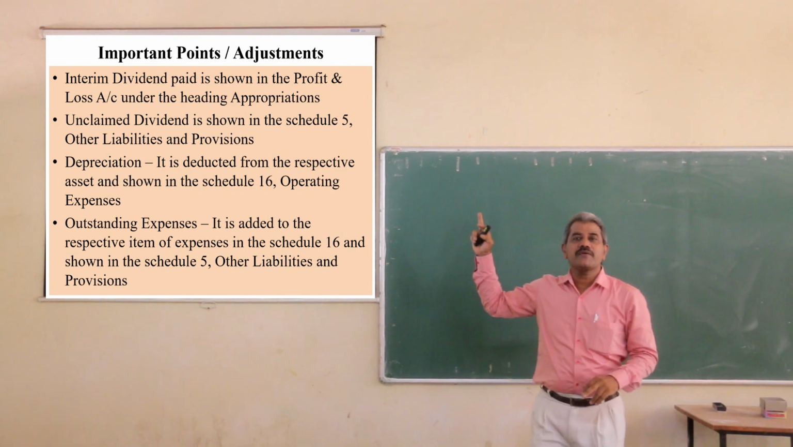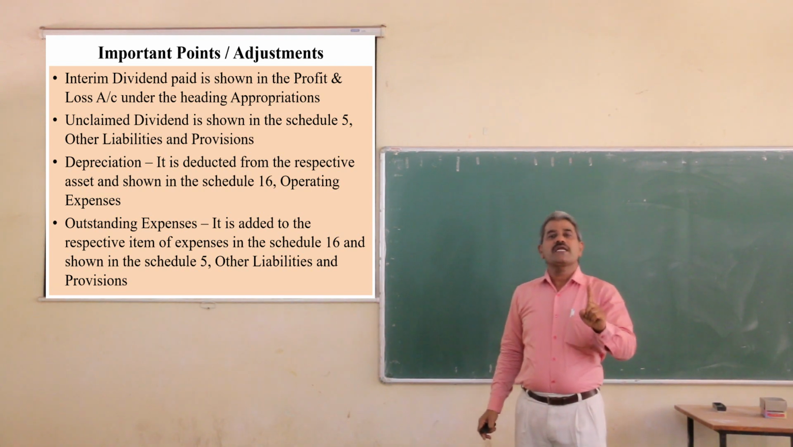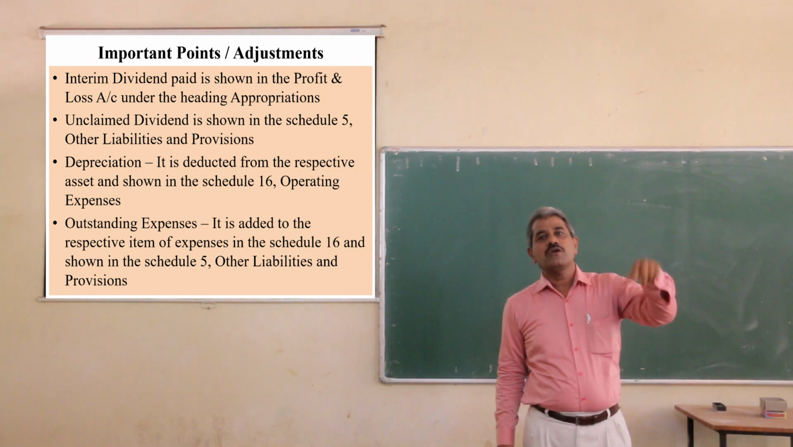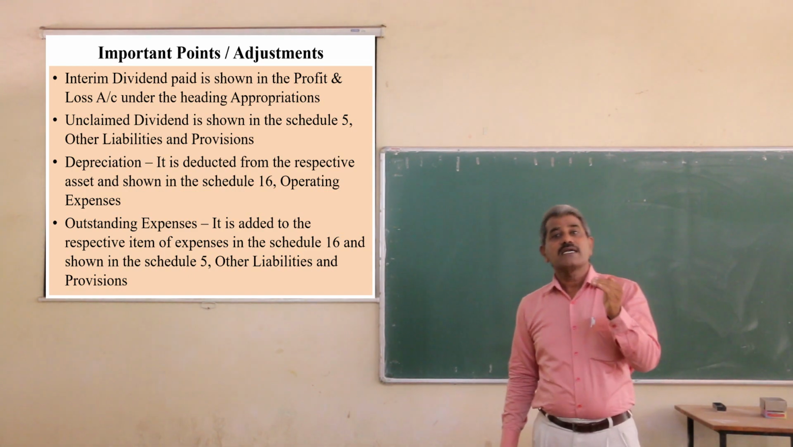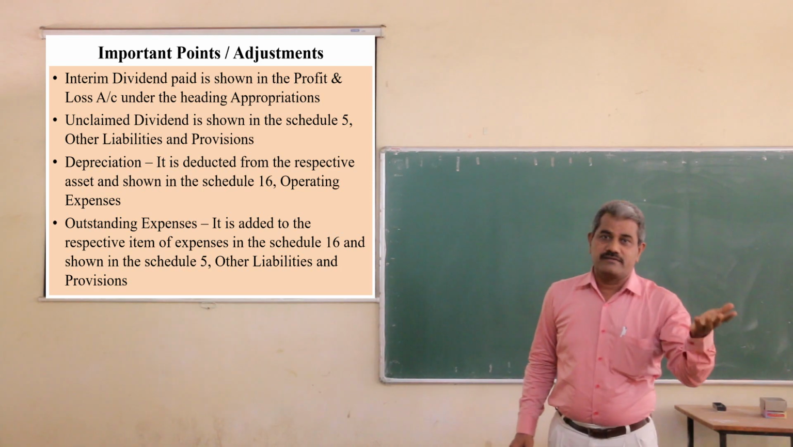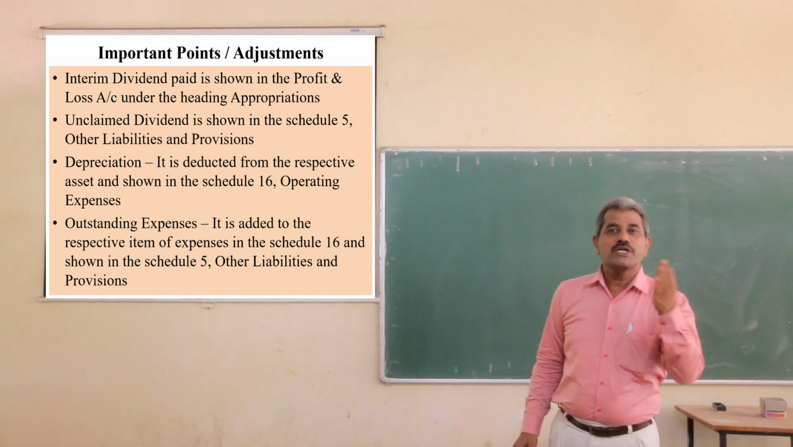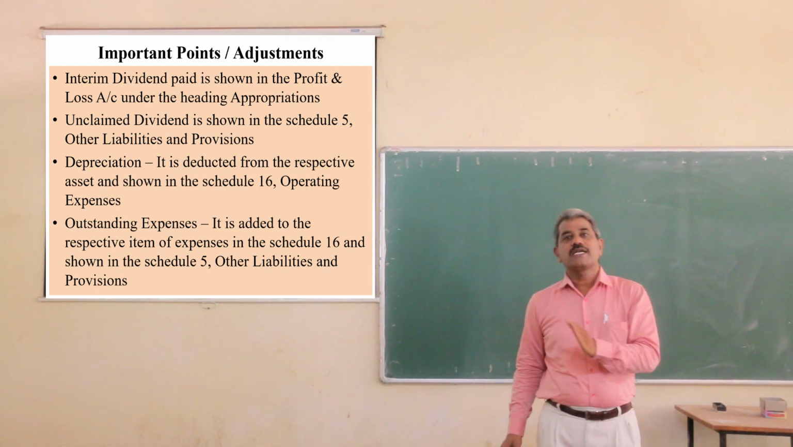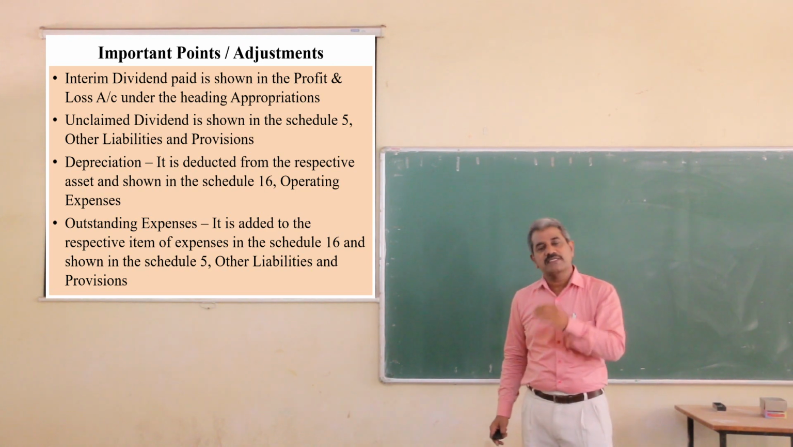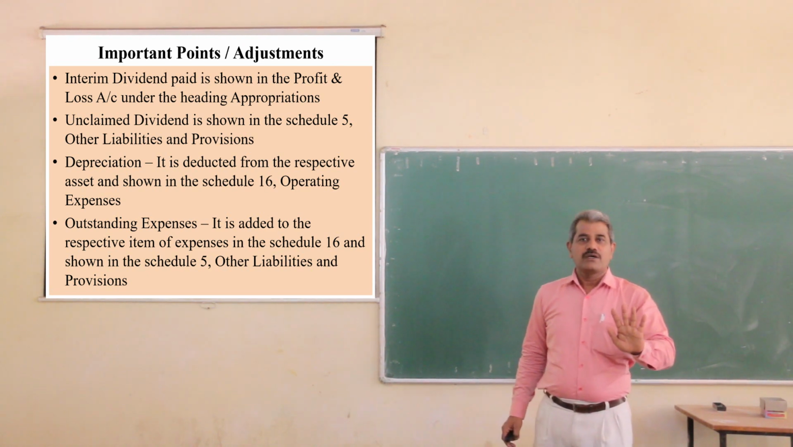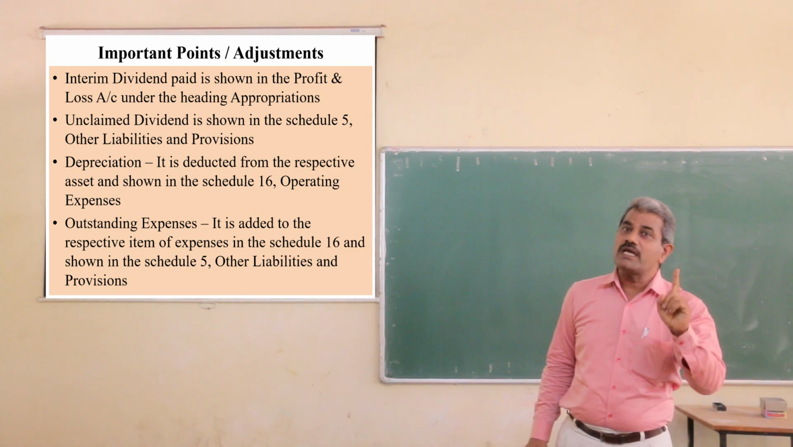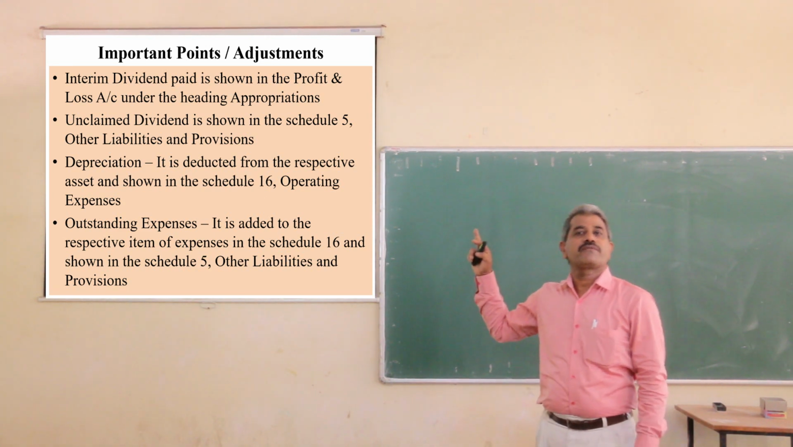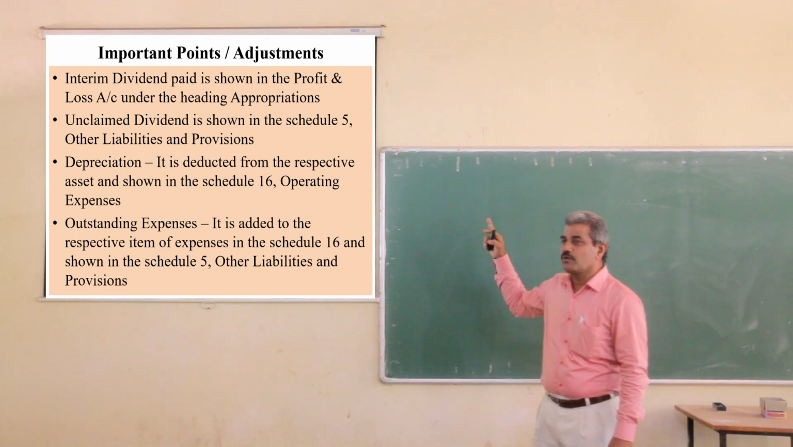Unclaimed dividend. Unclaimed dividend is shown in schedule number 5, other liabilities and provisions. As the dividend is already declared, already proposed, we need not show it again in the appropriations. It is already provided, so it should be shown only in schedule number 5, other liabilities and provisions.